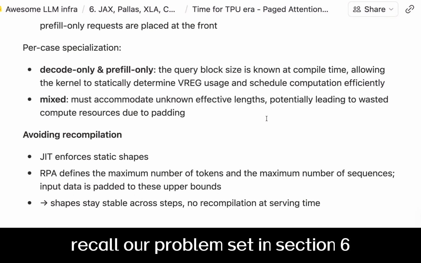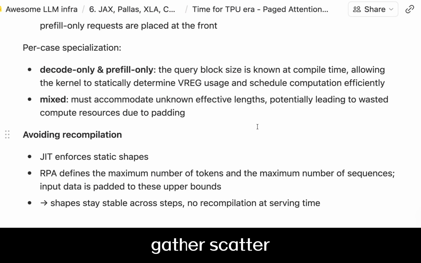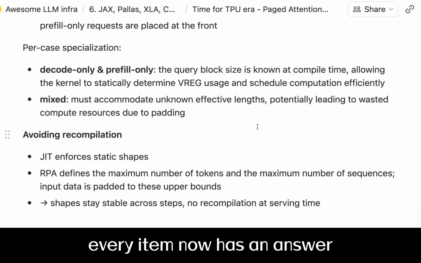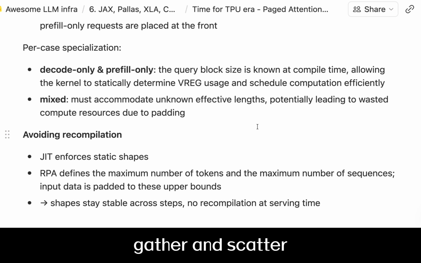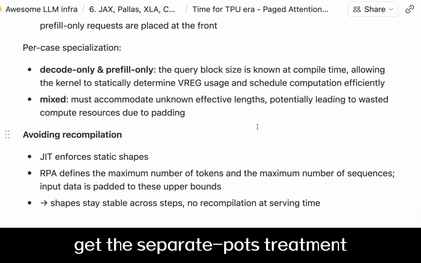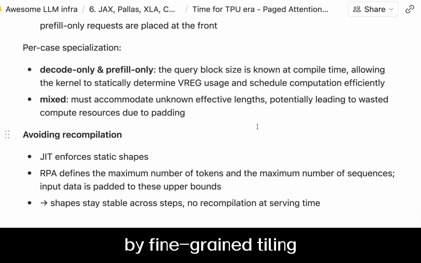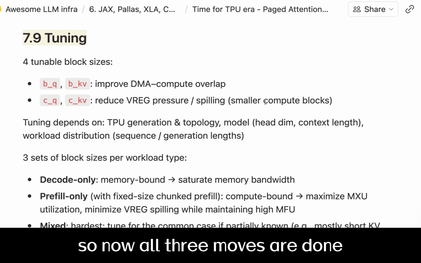We call our problem set in section 6: gather, scatter, dynamic shapes, and padding. Every item now has an answer. Gather and scatter get fused into the pipeline. Dynamic shapes get the separate post-treatment. And padding got mostly erased by fine-grained tiling. So now all 3 moves are done.